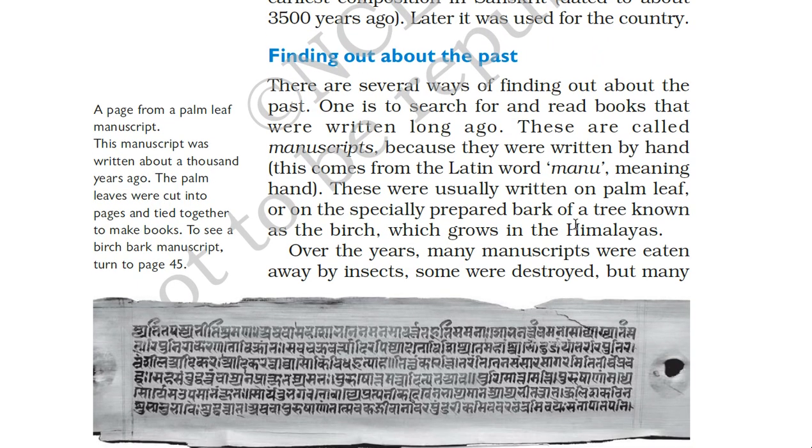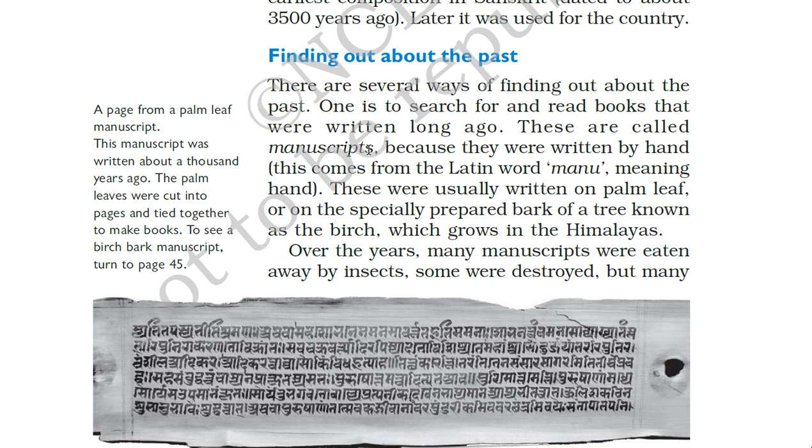Now finding out about the past. How do we know about our past? There are several ways of finding out the past. One is to search for and read books that were written long ago. These were called manuscripts. The manuscript is written about 1000 years ago. It is written on a palm leaf. Palm leaf, you might have seen palm tree. The palm leaves were cut into pages, tied together to make books.